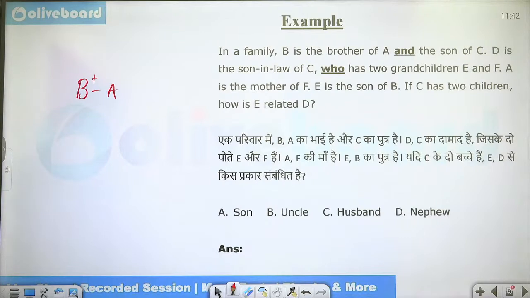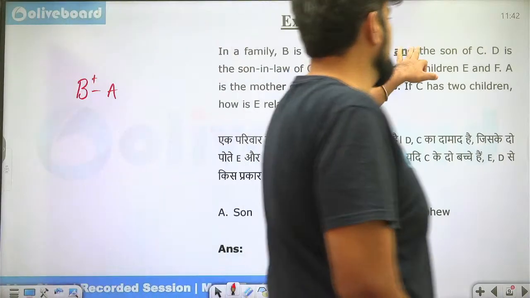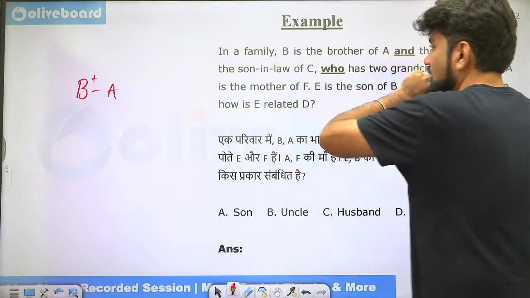And the son of C. Now, "and" is highlighted here and underlined separately. Why is that? There is also "who" highlighted here. So why have I highlighted these two words? Because they have their own purpose.